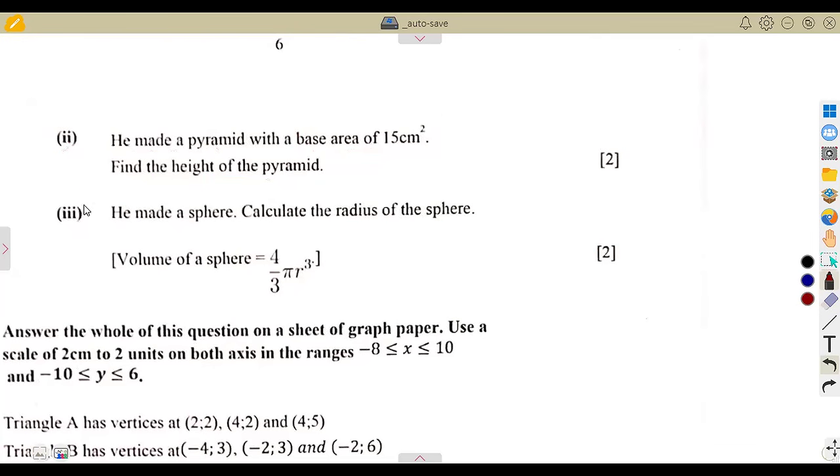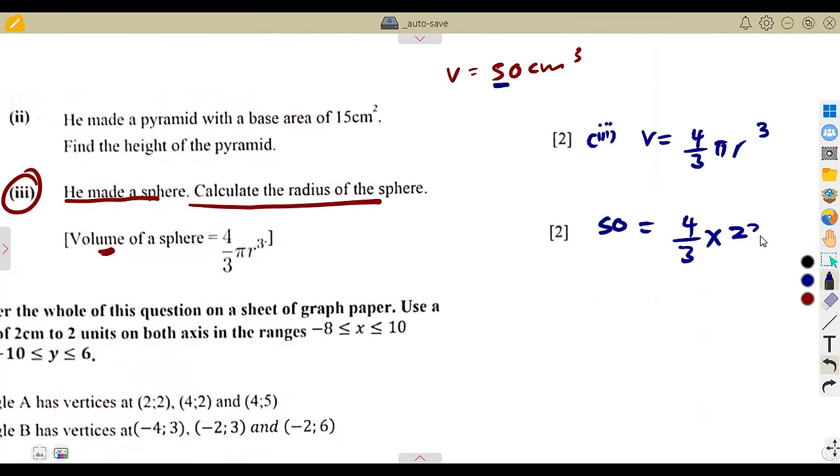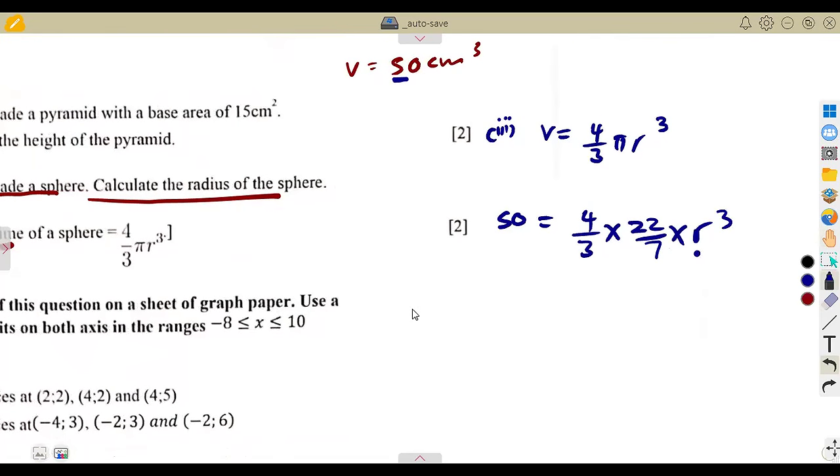All right, from the same volume that we are given of 50 cubic centimeters, he made a sphere. Calculate the radius of the sphere given the volume. There they gave us a formula. You're supposed to know all this, but lucky enough, there they gave us the formula. So what is the radius? The volume of a sphere is given as 4/3 pi r cubed. We are given the volume. The volume is 50, remember. So 50 is equal to 4/3, we have pi 22/7. Remember, you're told to use pi as 22/7, times r cubed. So calculate r.